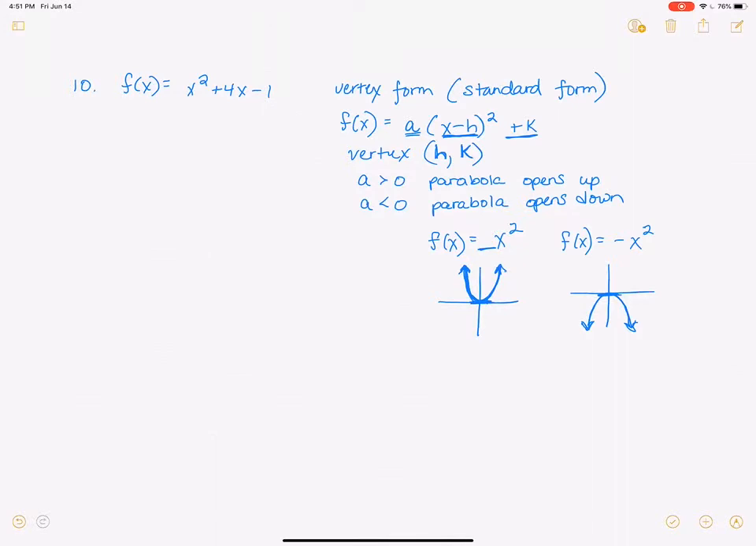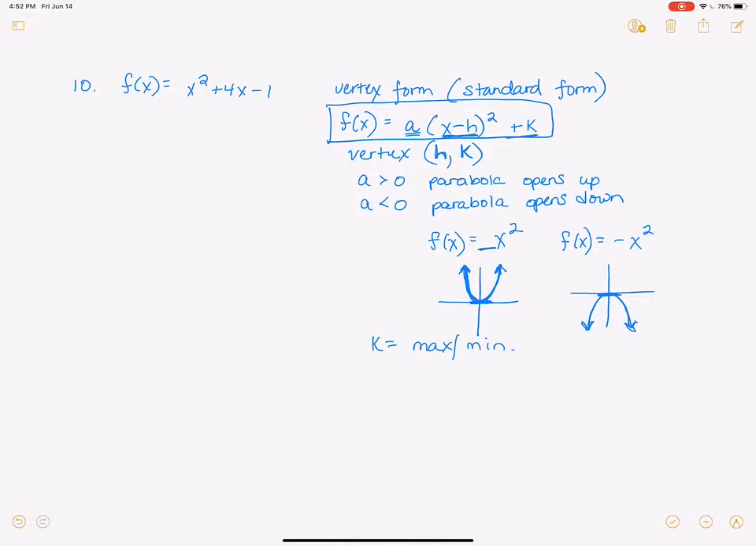So really a is going to help us to determine whether the parabola opens up or down. It's also going to tell us whether it's got a maximum or a minimum. Alright. k is actually what that maximum or minimum is. So these are the things that we're going to be looking at in 3.1. Vertex form.